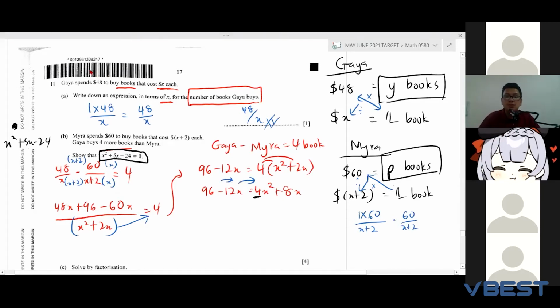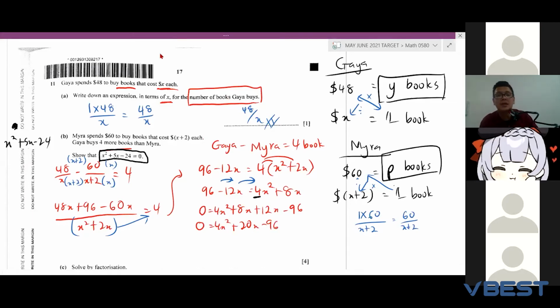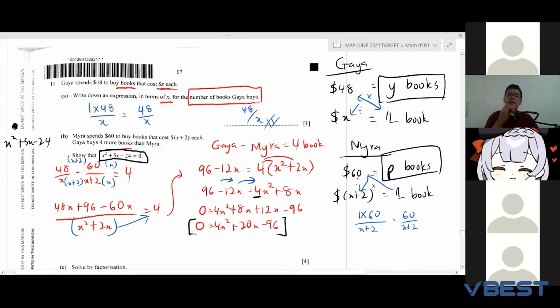Okay, so 0 equal to 4x squared plus 8x, negative 12, move it to the right, become positive 12. And then 96, move it to the right, become minus 96. And then from here, 0 equal to 4x squared plus 20x minus 96. Is it correct? We're actually not done yet, but this one you need to divide all the stuff and make sure that the value of a is the same.